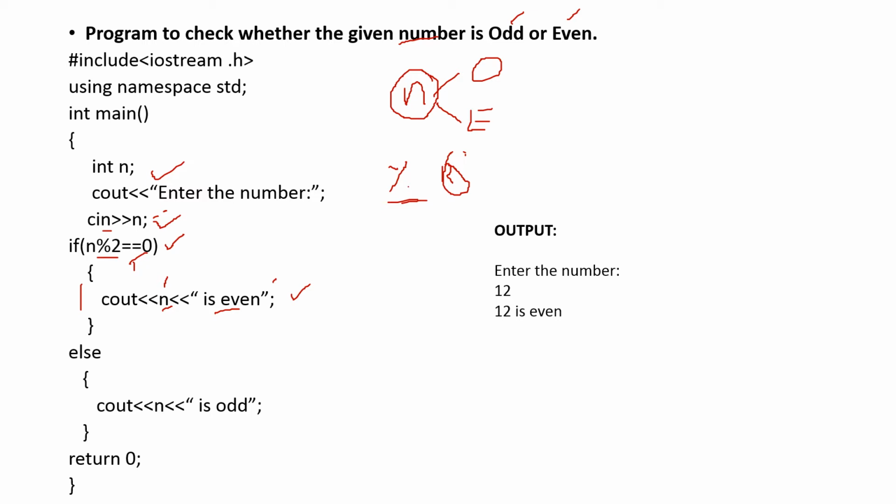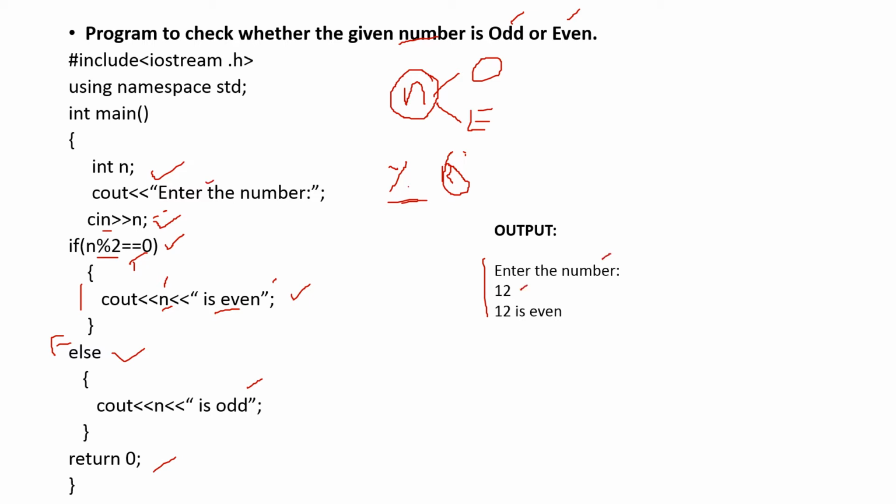If it is false, that is, if some value is there as remainder, control automatically comes to the else section, and it will print the number is odd and then return 0. So this will be the output. It will ask enter the number, cout enter the number. So it will ask like this, you are entering the number.